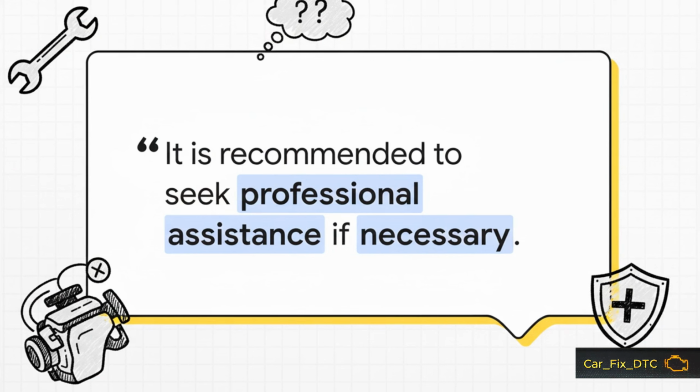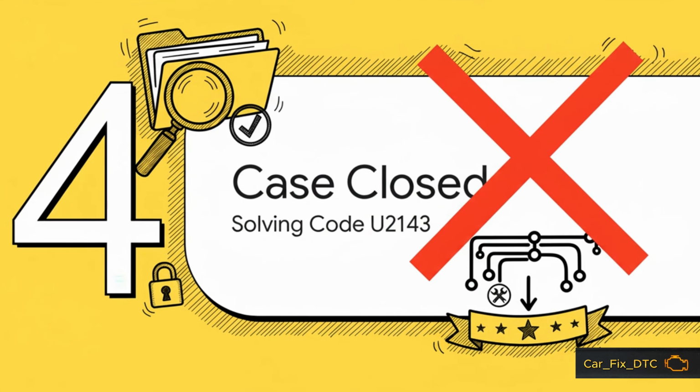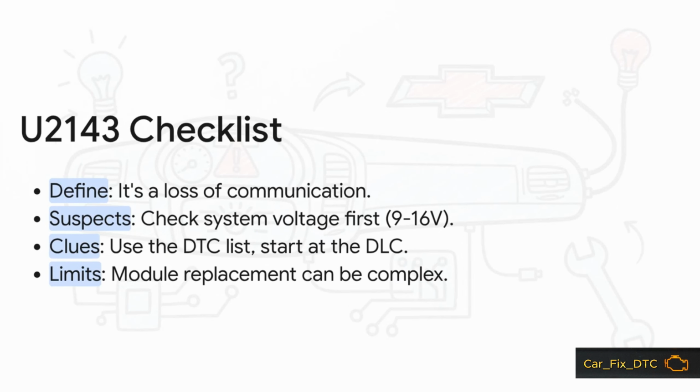And here's the most important point. There is absolutely zero shame in calling a professional. In fact, knowing your own limits and getting an expert to help when a job gets too complex is the smartest thing you can do. It just makes sure the repair is done right and, more importantly, safely. We have looked at the suspects, we've walked through the investigation, and we've talked about the potential fixes. I think it's about time we close the case on code U2143 by recapping our key findings. So let's wrap this all up with your final investigation checklist.